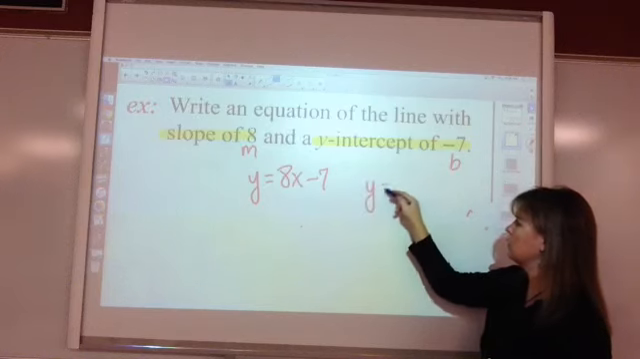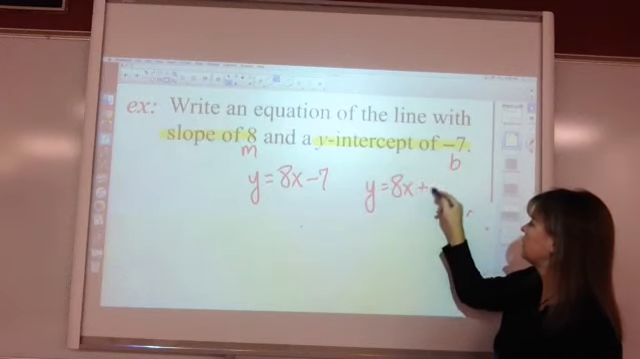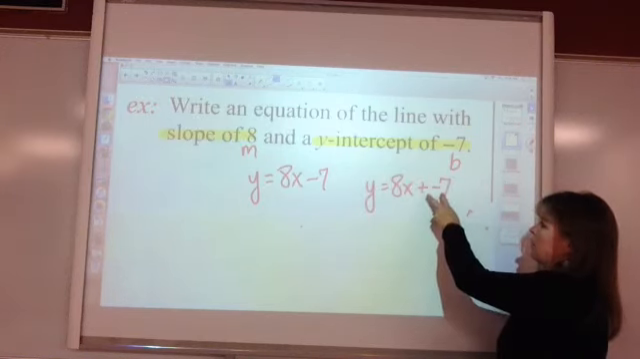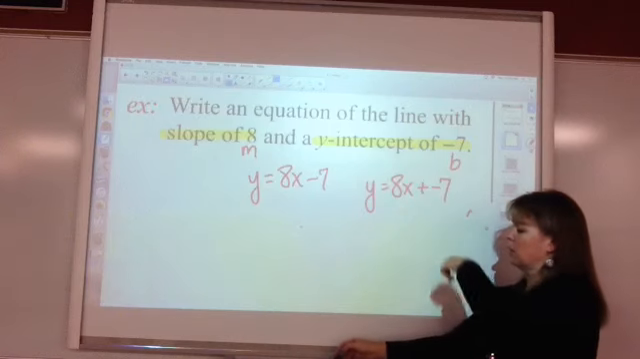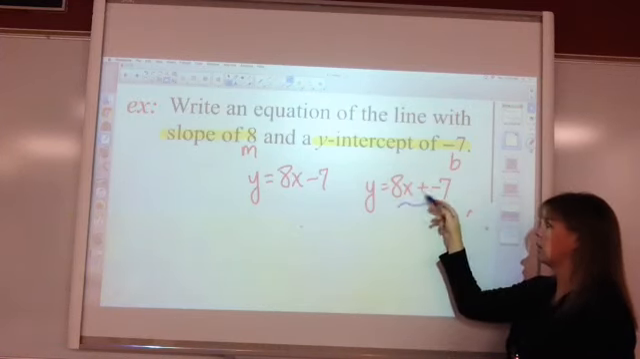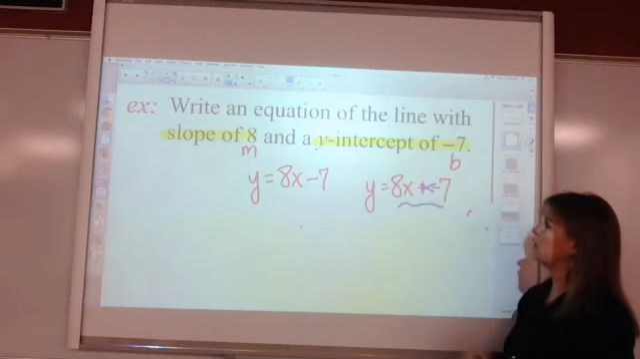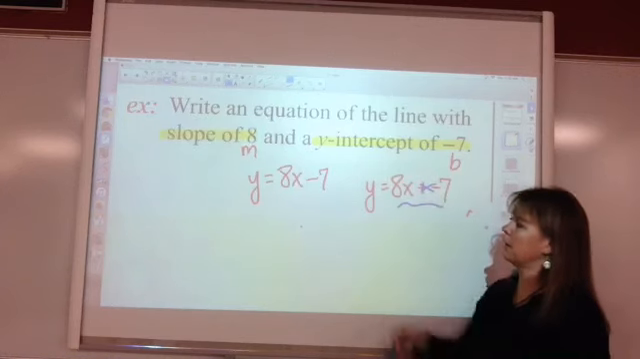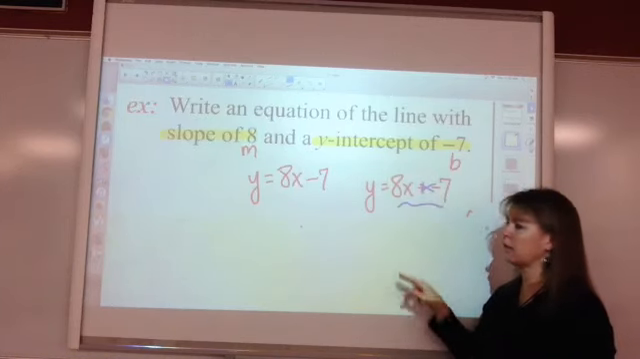If at any time you leave an equation unsimplified, meaning it has two operations in a row, you will be deducted points for that. That is not a simplified equation. You never see it in the book or tests or quizzes. You can't put both in there. Final answer, y equals 8x minus 7.